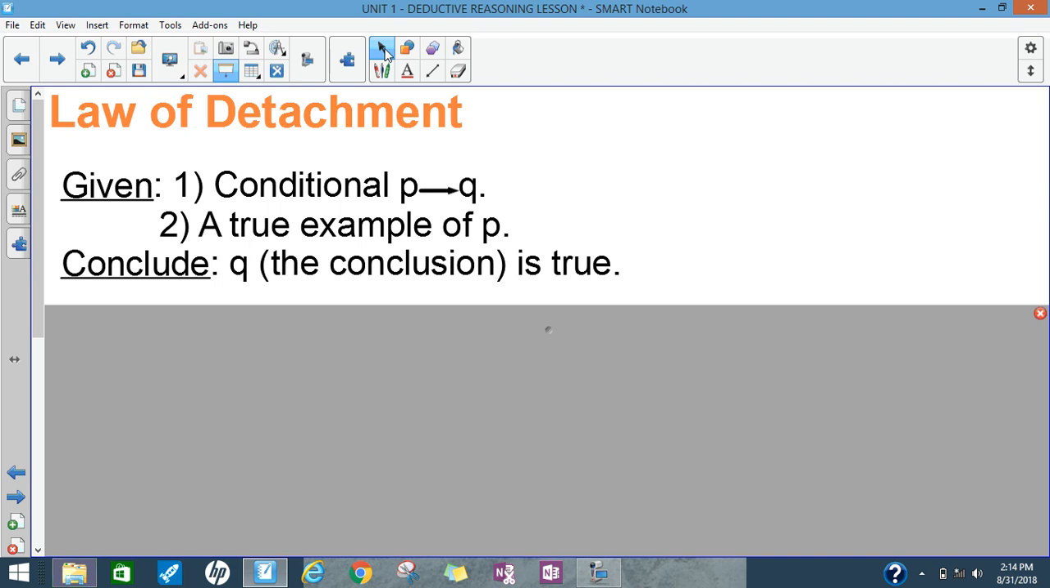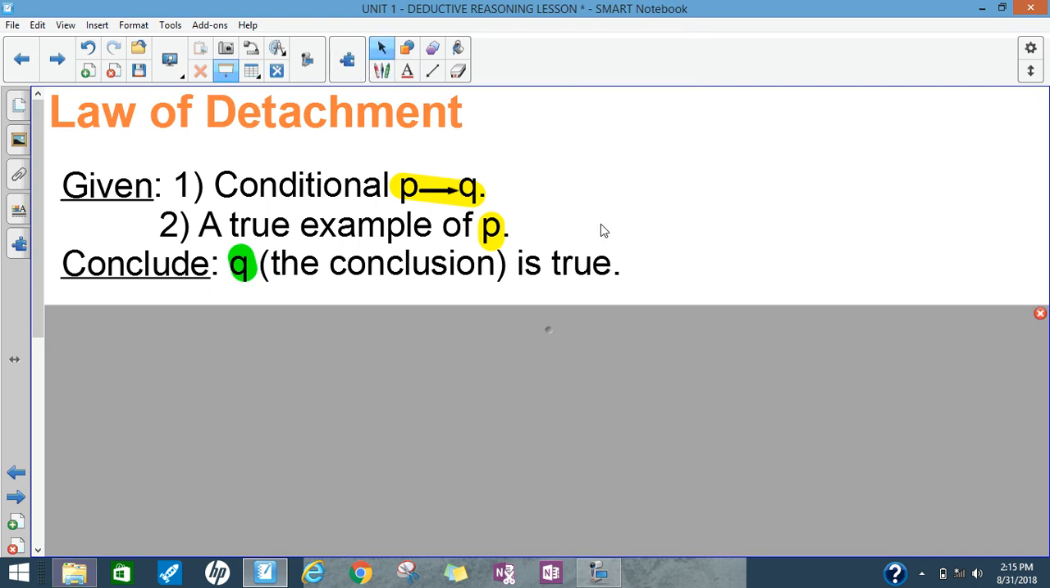In each of the laws we're given some information and then we can either draw a conclusion or we can't. In this first law we have a conditional statement, if P then Q, just like in the conditional statements lesson. Along with that, we'll give some regular statement that is an example of P, the hypothesis. If we have those two things, we can draw a conclusion about Q, the conclusion of the original conditional statement.